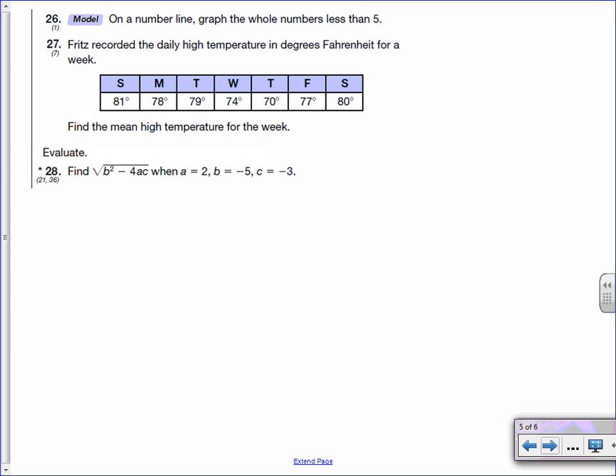On a number line, graph the whole numbers less than 5. Whole numbers start at 0. One, two, three, four, 5. Whole numbers less than 5 are 4, 3, 2, 1, and 0.